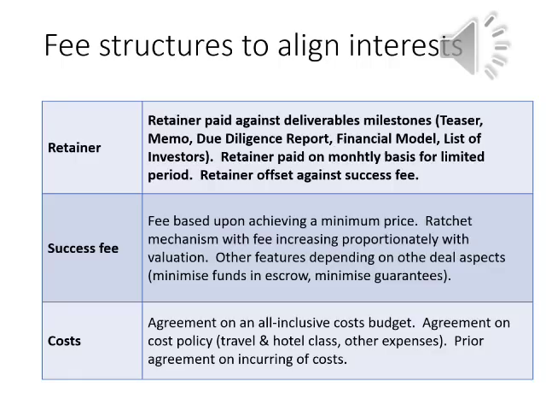There could also be a ratchet mechanism, with the fee increasing proportionately with valuation. Other features can depend on deal aspects, such as minimizing funds in escrow, minimizing guarantees on the seller side. Costs. One structure could be an agreement on an all-inclusive cost budget, or an agreement on a cost policy, travel, hotel classes, or prior agreement on incurring of costs, such as for a foreign trip.